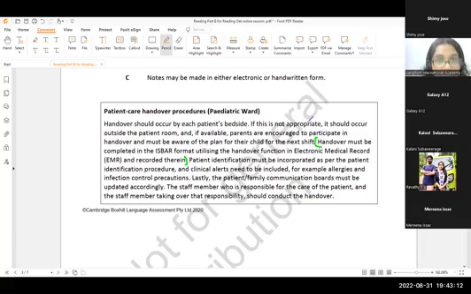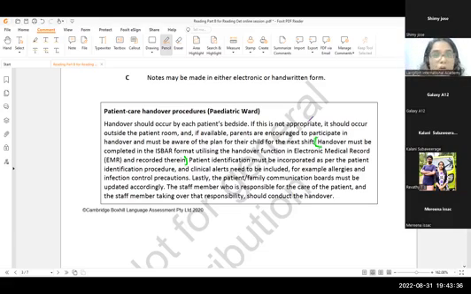Okay, so it should happen near the patient's bedside. If that's not appropriate, it can also happen outside the room. And you make sure that you encourage the parents to be a part of the whole thing. If they're available, they should be encouraged to participate, and they must be made aware of the plan you have for their child during the next shift.